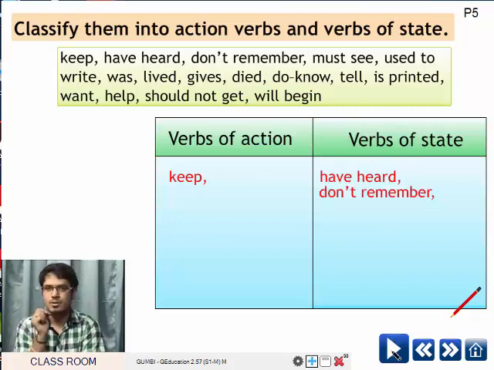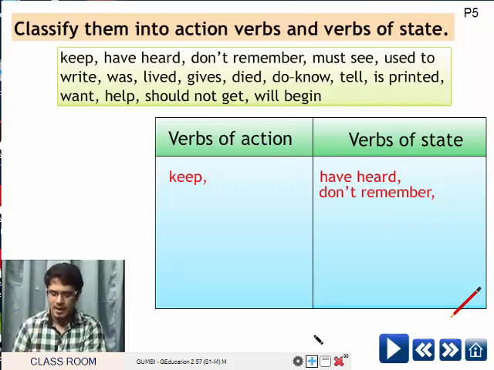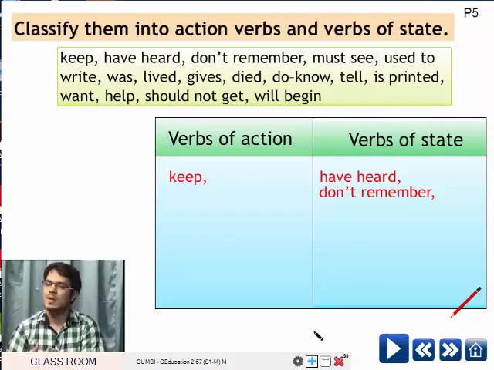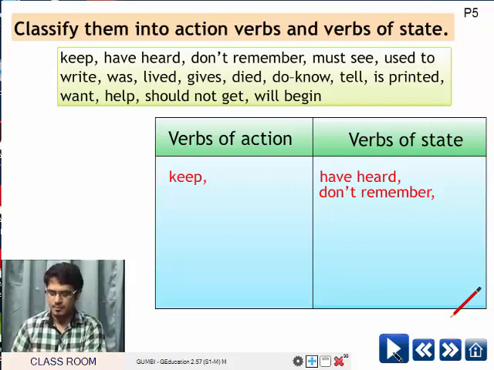It even belongs to verbs of state. Must see. Next is must see. I must see the Taj Mahal once in my lifetime. Must see also belongs to verbs of action. Used to print. Used to write. So used to write is also verbs of action.